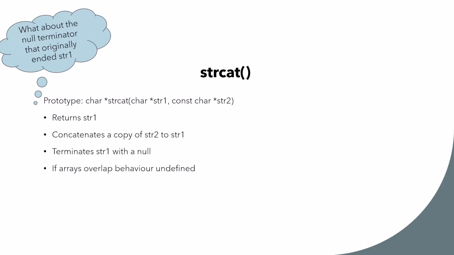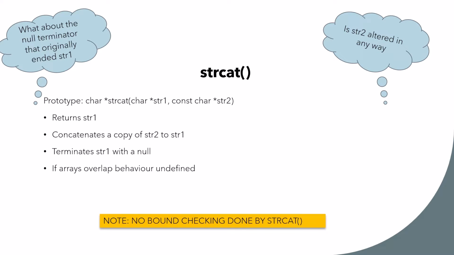What about the null terminator that originally terminated or ended str1? Well, that would be overwritten by the first character of the second pointer, that's str2. What about str2? Is it altered in any way? No, str2 maintains its integrity, so it will stay the same. Important to note that there's no bound checking done by strcat. It's up to us as programmers to do the same.